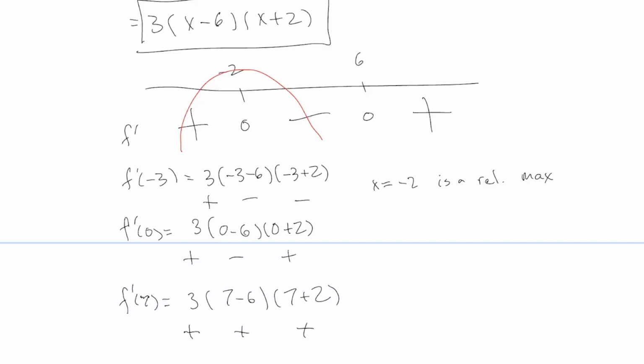And the other one is a down followed by an up. That means that one, x equals 6, is a relative minimum. That's how we do it. All right. Any thoughts about that one?